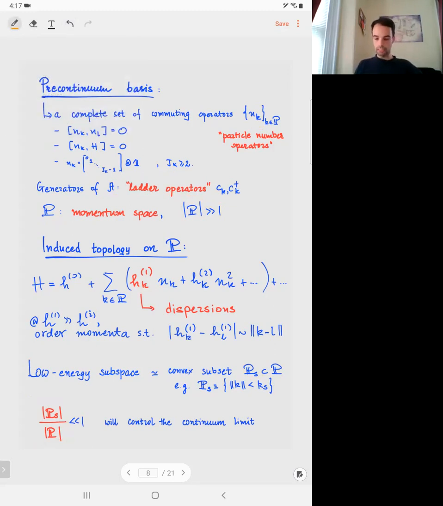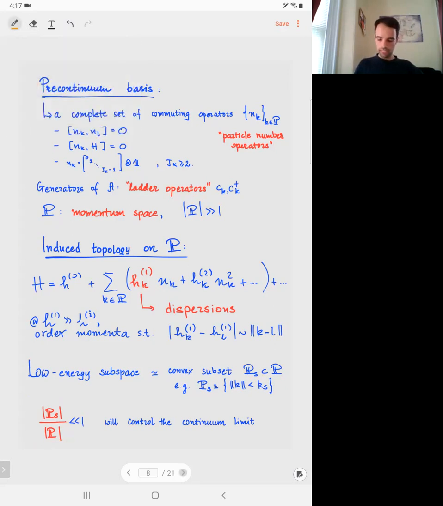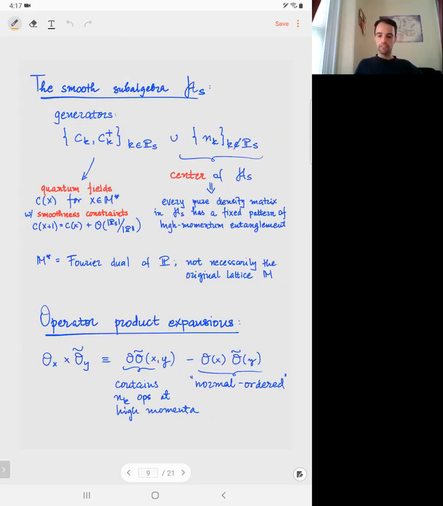So that's the formal stuff. Those are the formal ingredients. All I want you to remember is that there are these two formal ingredients that a lattice theory needs to satisfy. And then once you have those, you're good to go. And then you can define the following smooth algebra in this way.